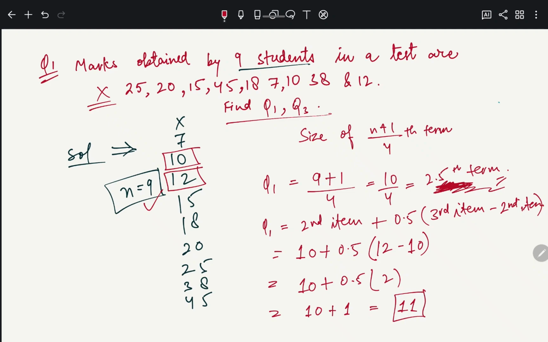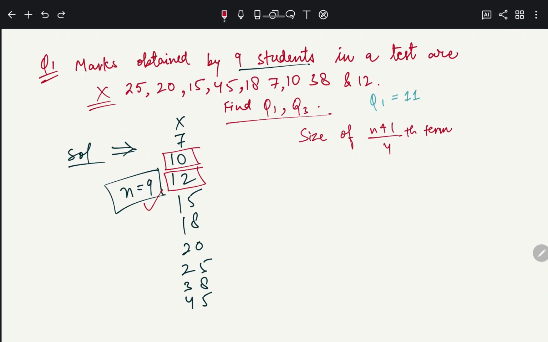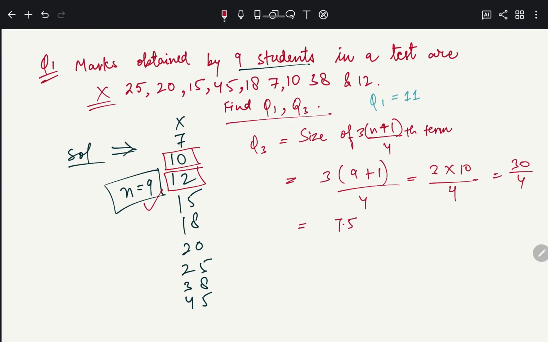Now we have to find Q3. So let's see how we'll solve it. Our formula of Q3 is 3 into (n plus 1) by 4. For Q3, you just have to multiply 3 with this (n plus 1) by 4th term. So 3 into (9 plus 1) by 4, 3 into 10 by 4. So again we have got this answer in decimals, 7.5.